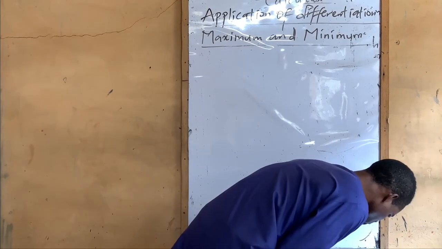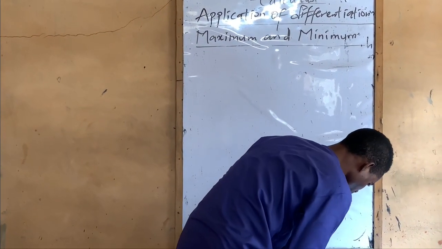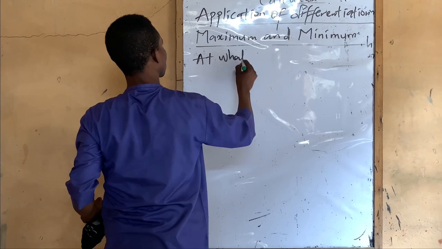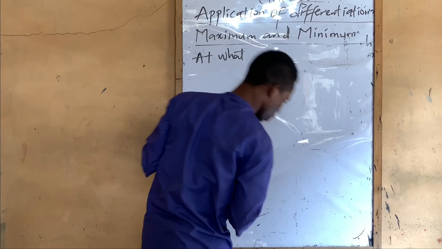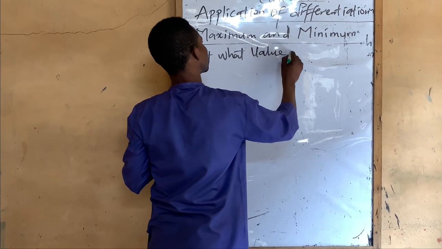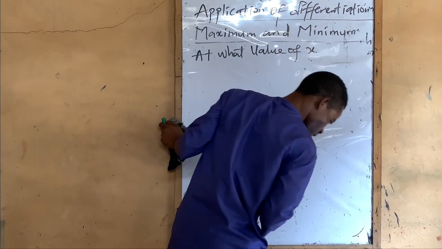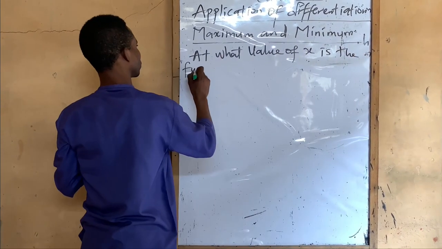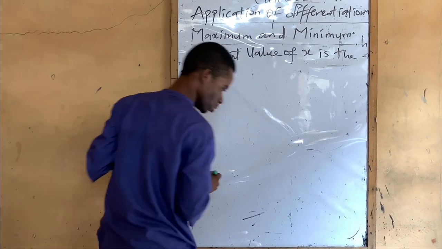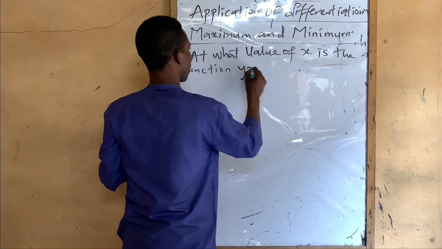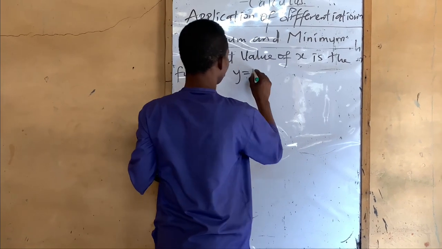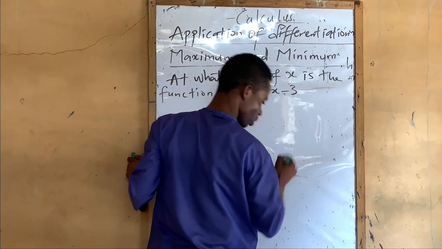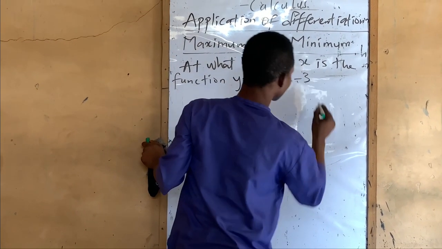And the second question here. Look at this also. It says, at what value of x is the function y equals x squared minus 2x minus 3 minimum.